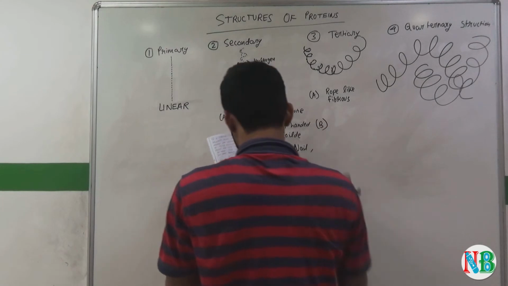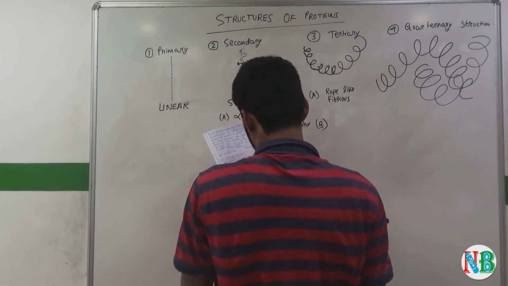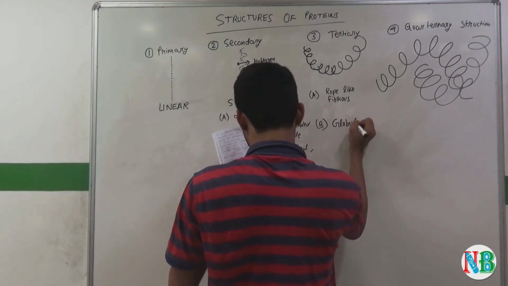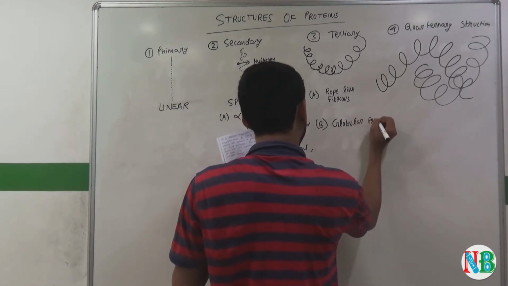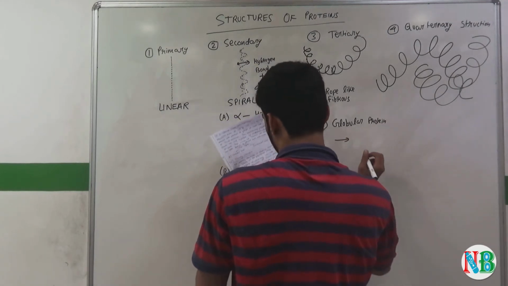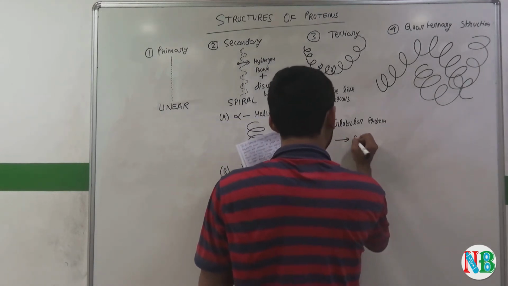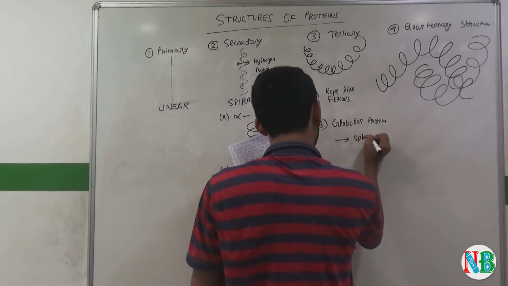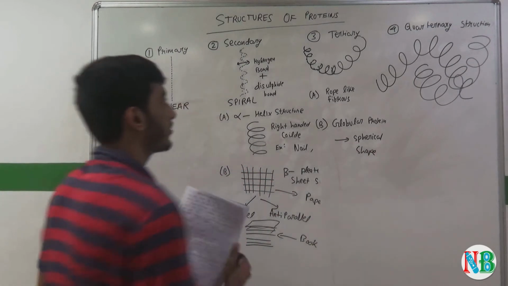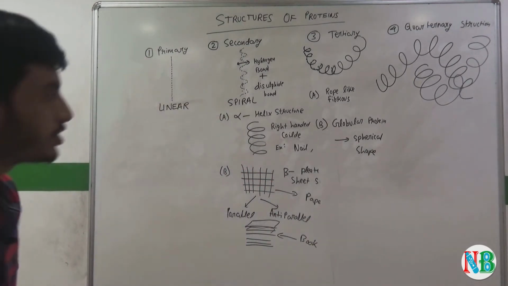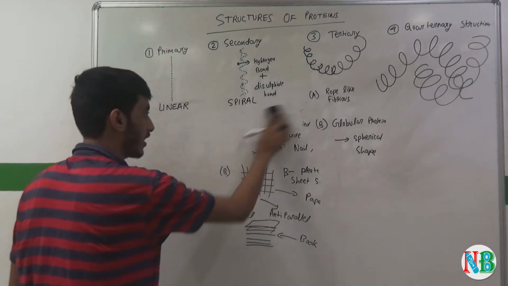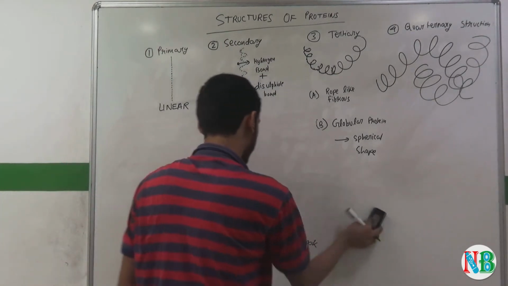And the second one, if you have a globular protein, they form the entire molecule in the shape of a sphere. So the third one shows only how much is the angle, how much is the bend in it.